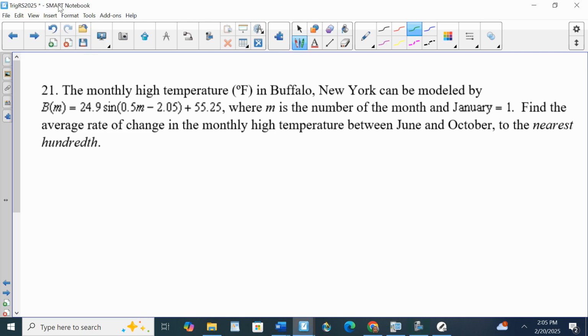This is technically a review topic. We're applying trig to it, but it doesn't really affect anything. It's more of a review. This is the review question that's going to be on your exam.